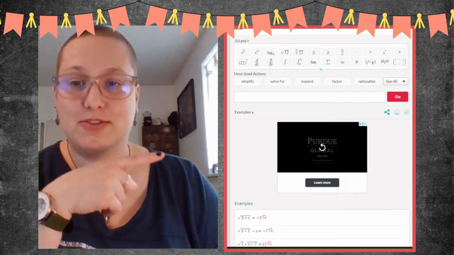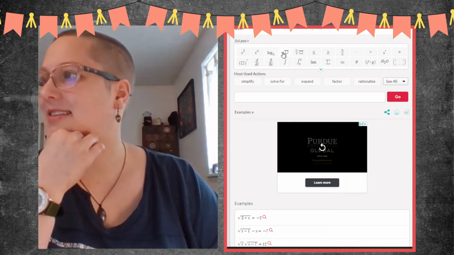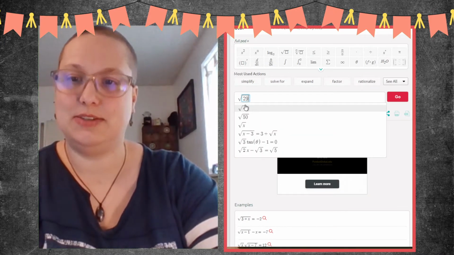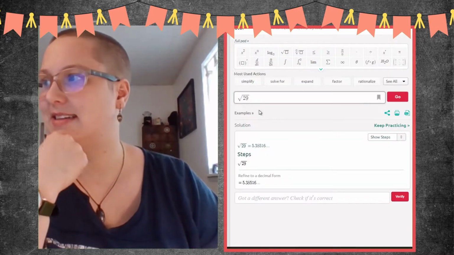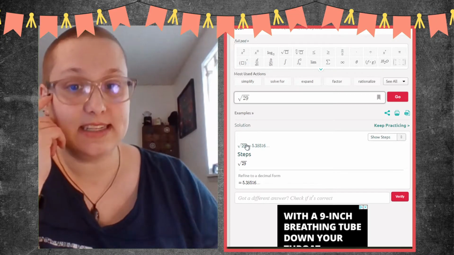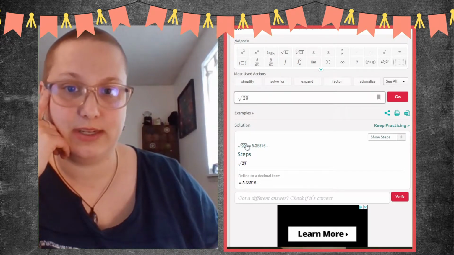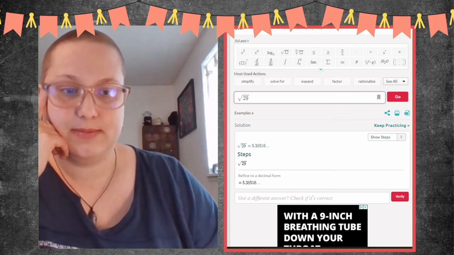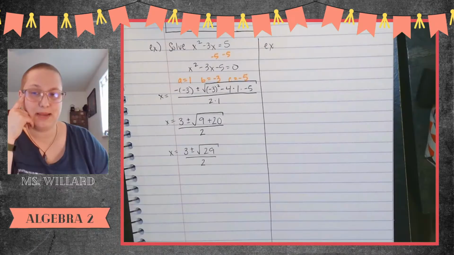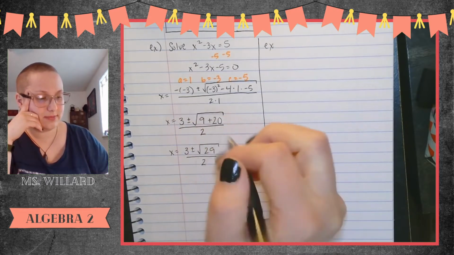Now, if I go over to that site that does square roots, and I ask it so nicely what the square root of 29 is, it's going to say it's nothing. It does the square root of 29. So in this specific instance, I am done. x does equal 3 plus or minus the square root of 29 over 2.